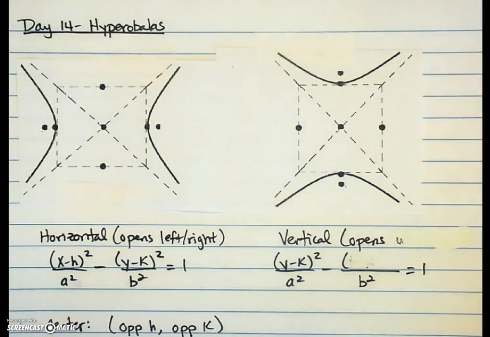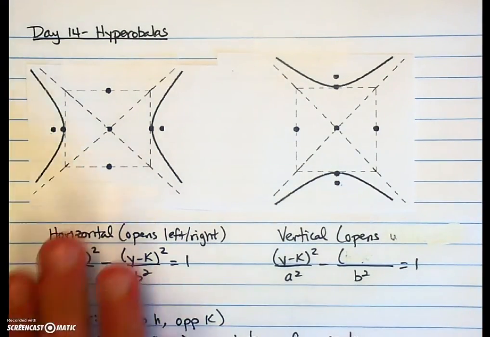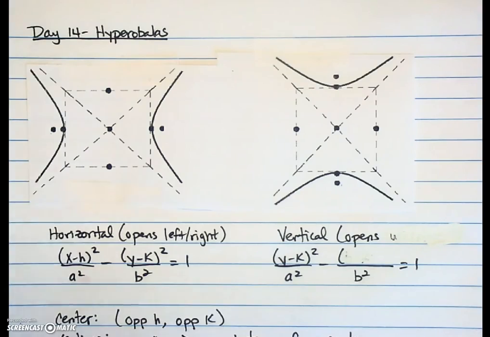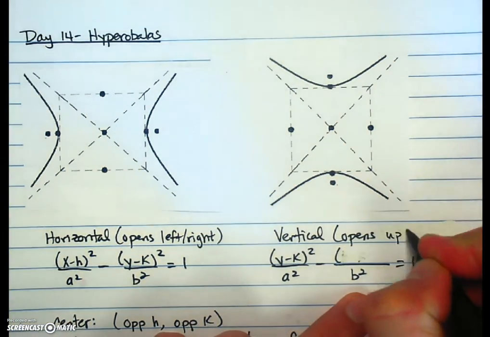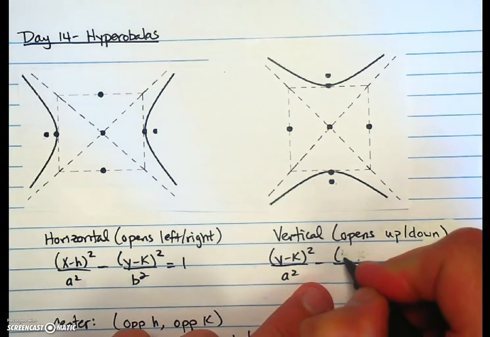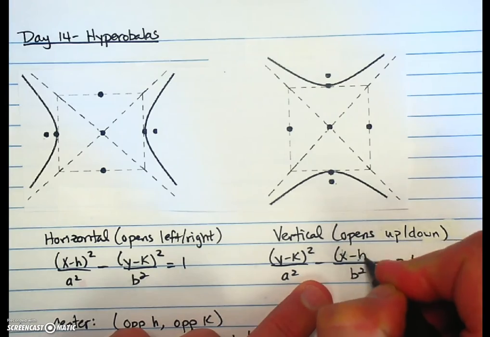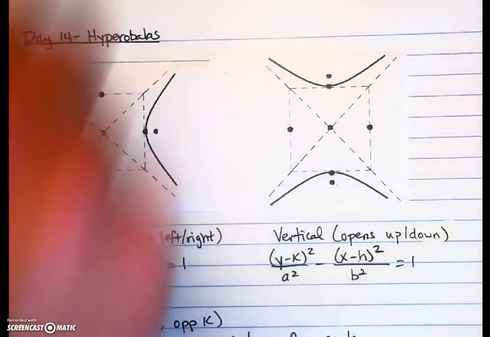Alright, day 14, hyperbolas. So what I'm going to do is show you how to graph a hyperbola, and I'm going to talk about the characteristics of a hyperbola. We'll talk about the standard forms, and then I'm going to show you how to graph one. And then I'll give you a little bit more with the graph tomorrow in class. But now I just want to get you a general idea of what hyperbolas are like.